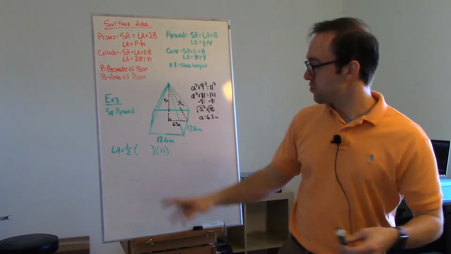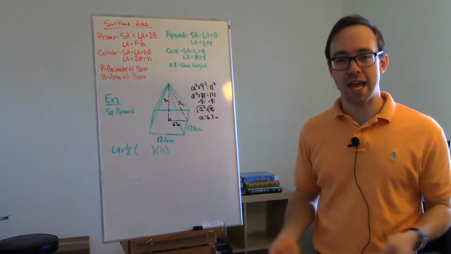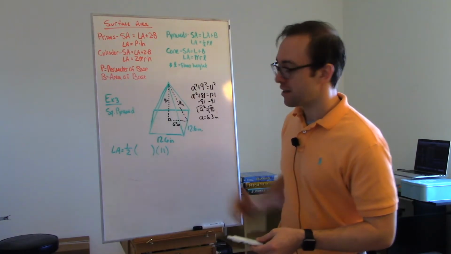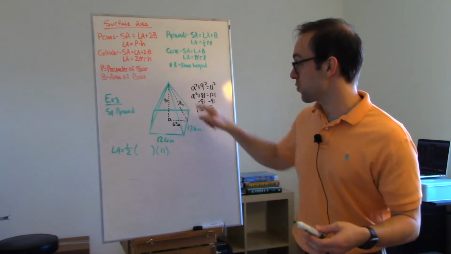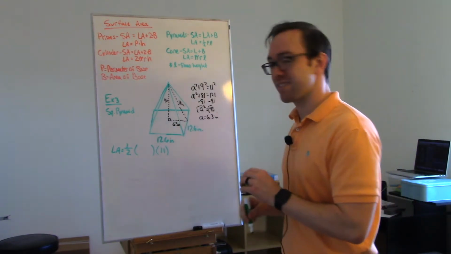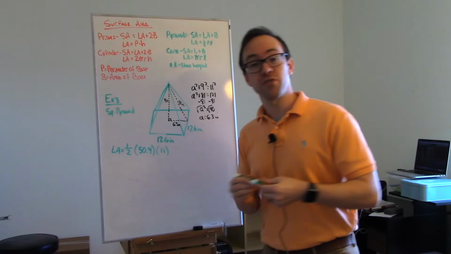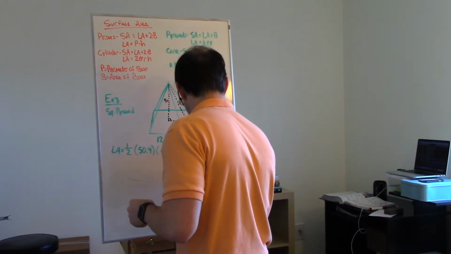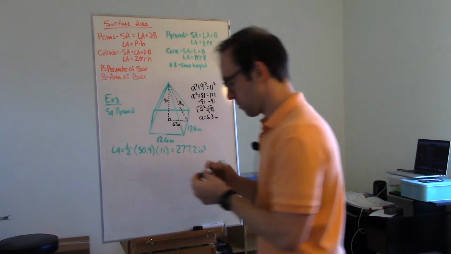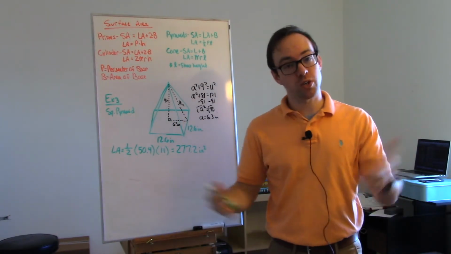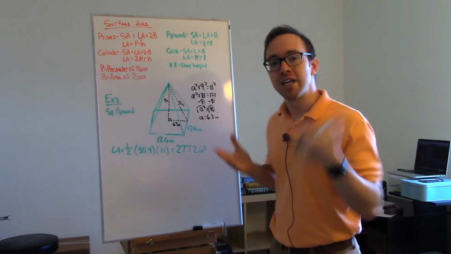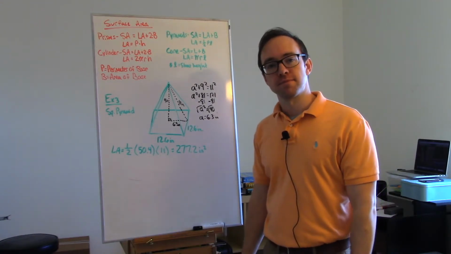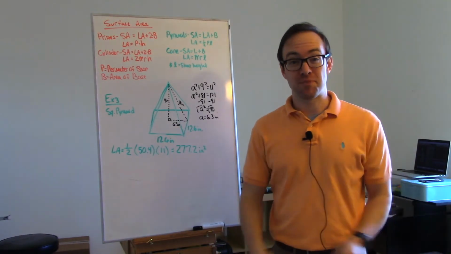So for the lateral area, it is 1/2 the perimeter times our slant height. Our slant height in this case is 11. The perimeter of this square pyramid is 12.6 times 4, or 50.4. Which, if you plug it straight into your calculator, you're going to get 277.2 inches squared. That is the answer for the lateral area.